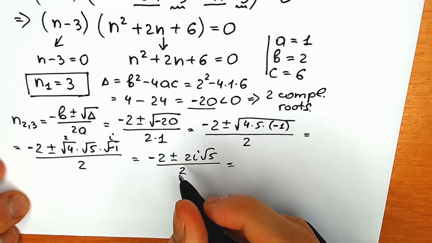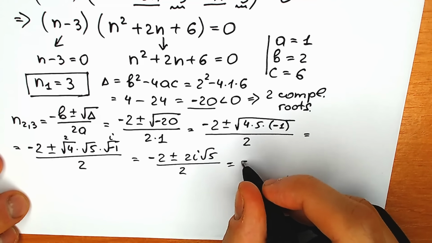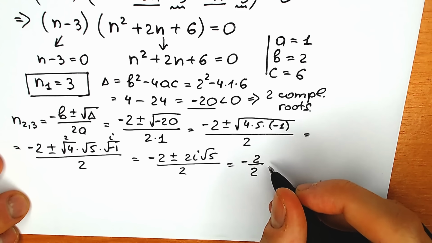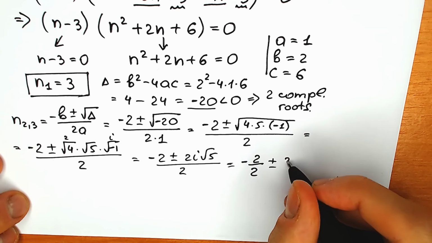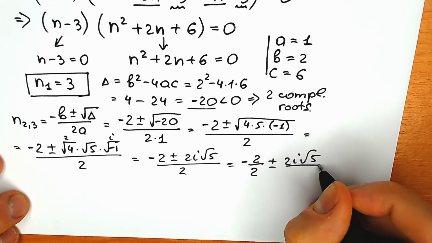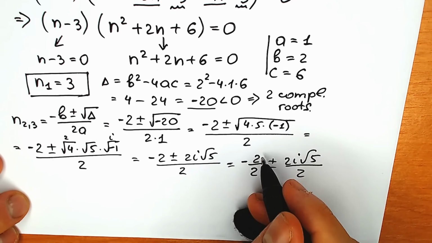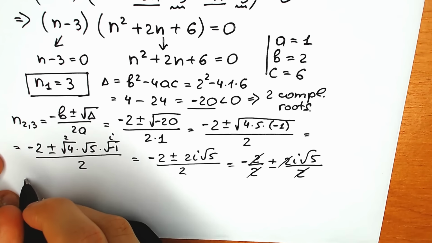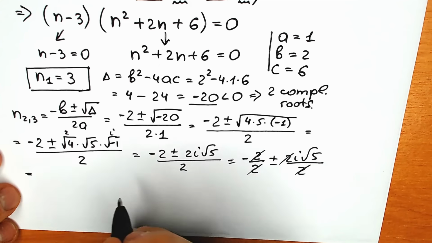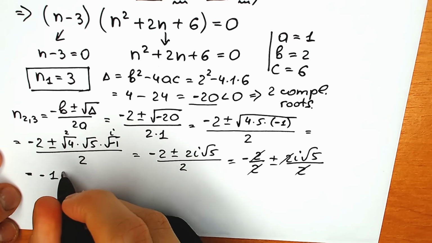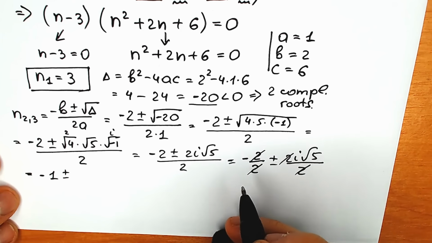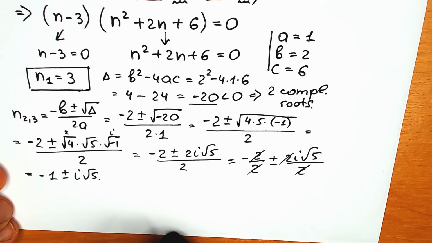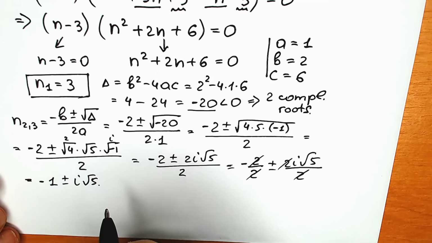Of course, it can be your answer, but in case you have problems with it, you can easily divide our numerator by parts by 2. So we have minus 2 over 2 plus 2i square root of 5 over 2. And we're going to cancel these two, these two, and our final answer is minus 1 plus minus i square root of 5. This is our answer to this question.